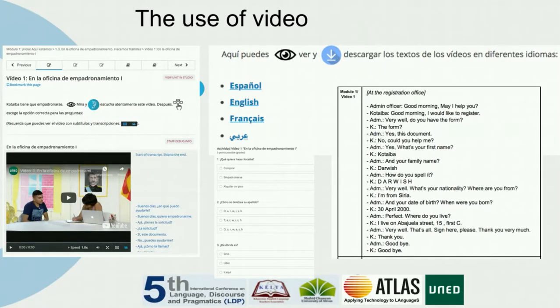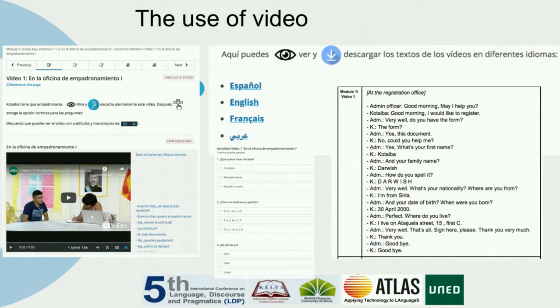And this is how the videos are presented. It is interesting to say that it was the refugees themselves that are the protagonists of the videos, and they are the actors and actresses, and we provided our studios, our recording studios at UNED, and we worked on the dialogues together, and they learned them by heart and performed them, and it was a most interesting experience.